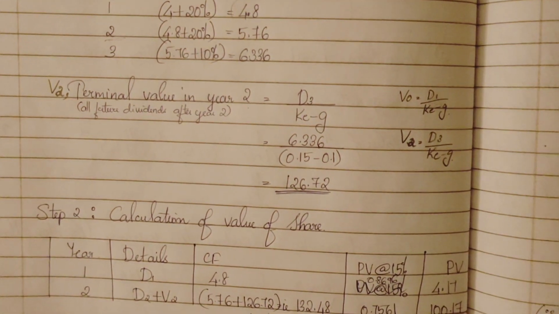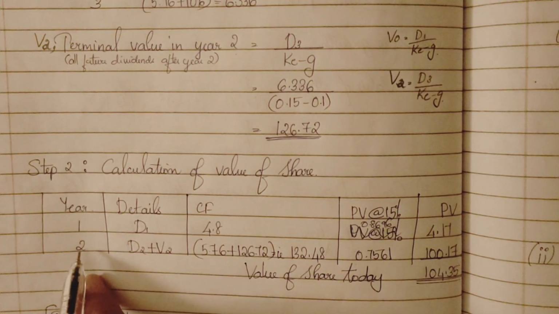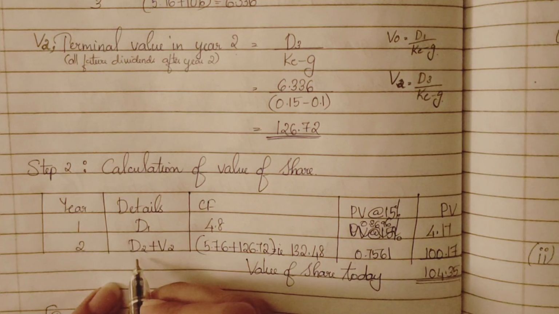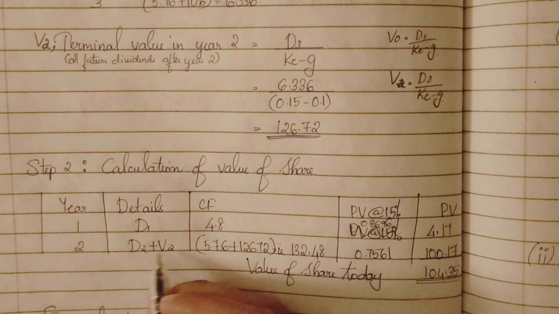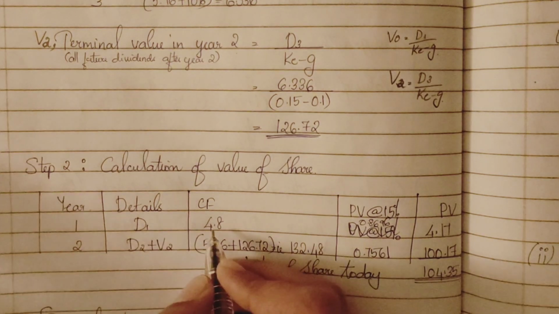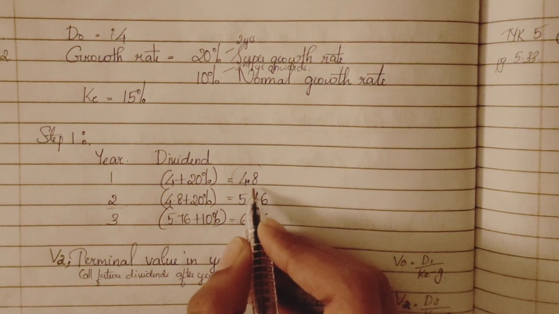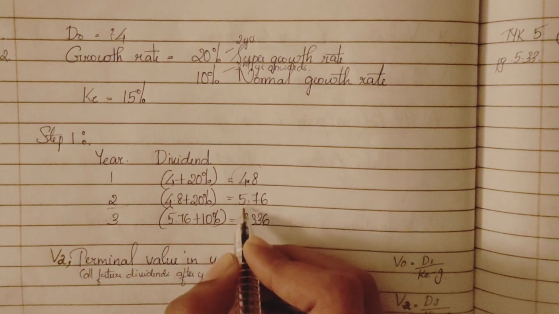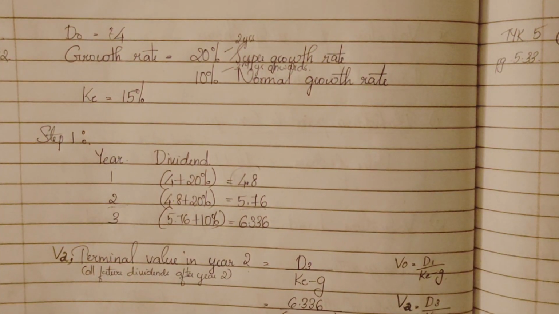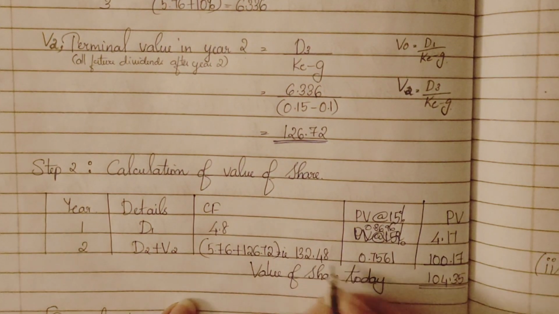Now we can calculate the present value of equity shares. So for year 1 and year 2, D1, and in year 2 there will be the dividend at the end of the second year plus the terminal value at the end of the second year. So the cash flow at the end of the first year is the dividend, 4.8. Second year it is 5.76 plus the terminal value at the end of year 2, 126.72. Okay, that is 132.48.